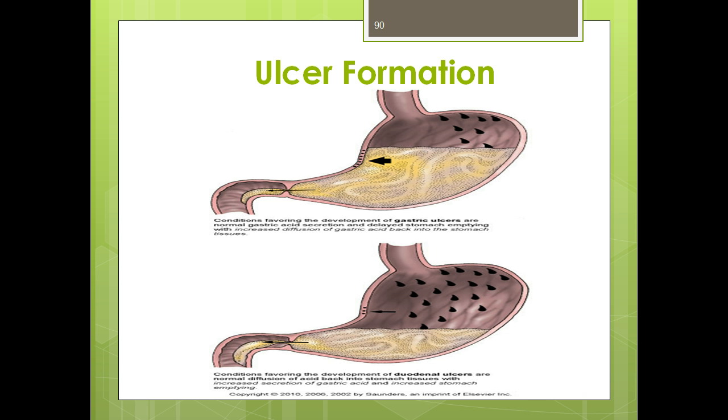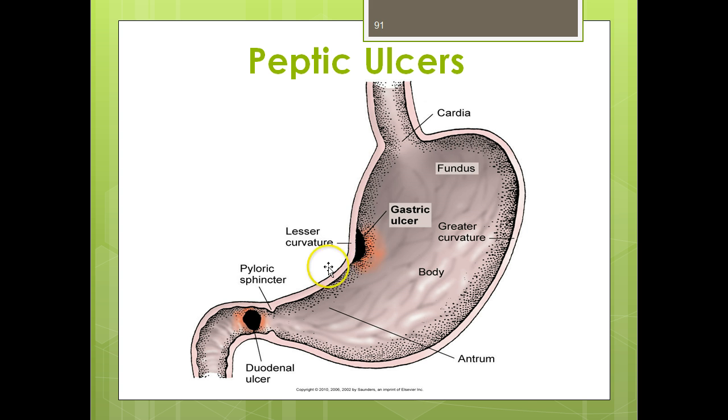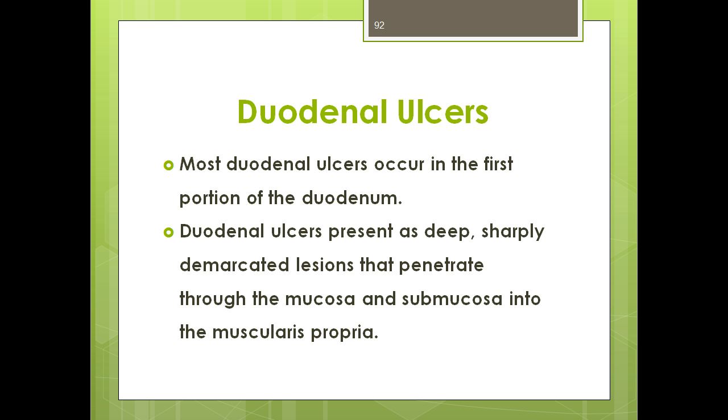Here is just basically showing you how they look or how they develop. So they have various types. They have the duodenal ulcers. Most duodenal ulcers occur in the first portion of the duodenum, and duodenal ulcers present as deep, sharply demarcated lesions that penetrate through the mucosa and submucosa into the muscularis propria. Oh my goodness! So these are really kind of bad ulcers.